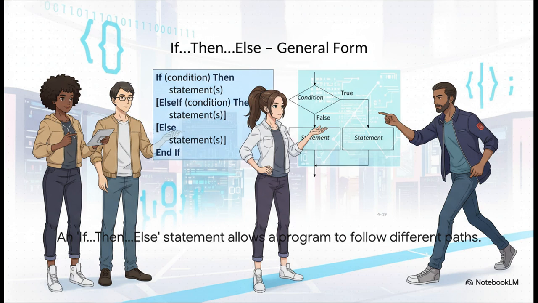And this is how we do it. The if-then-else statement. This is the heart of all decision-making in programming. It's basically a fork in the road. The program asks a simple question. If the answer is true, then it goes down one path. Else, if the answer is false, it goes down a completely different one.